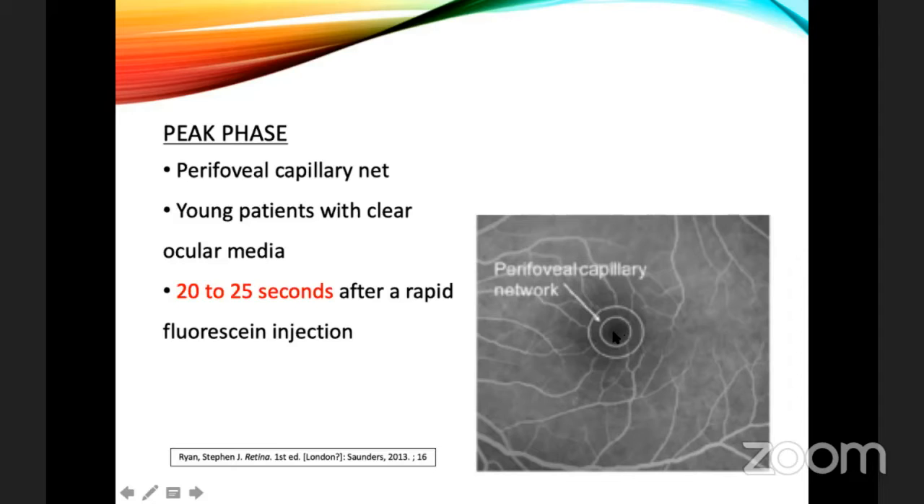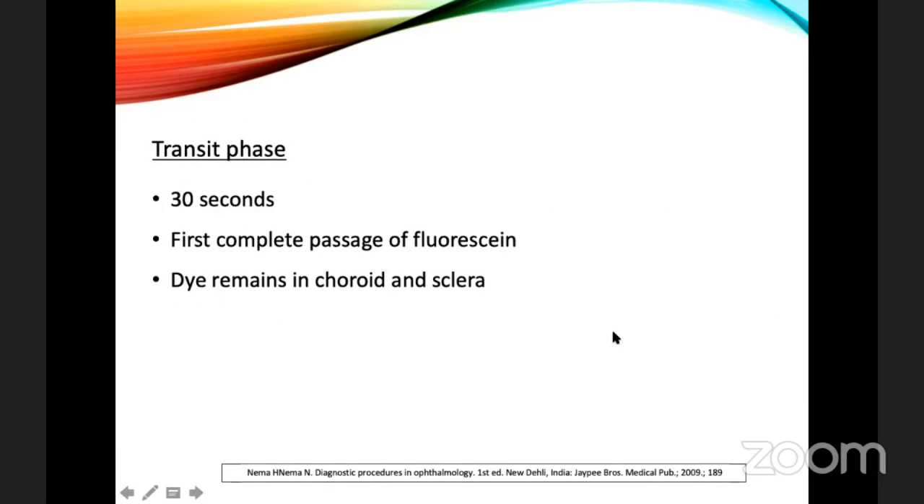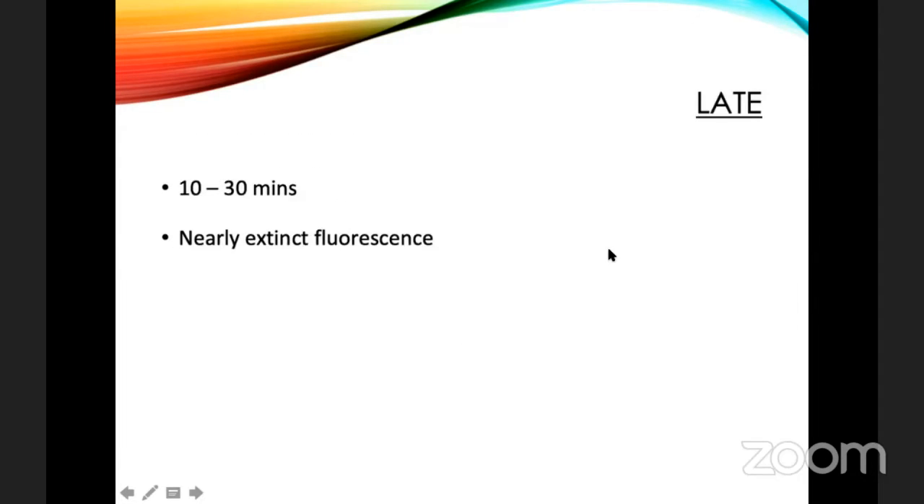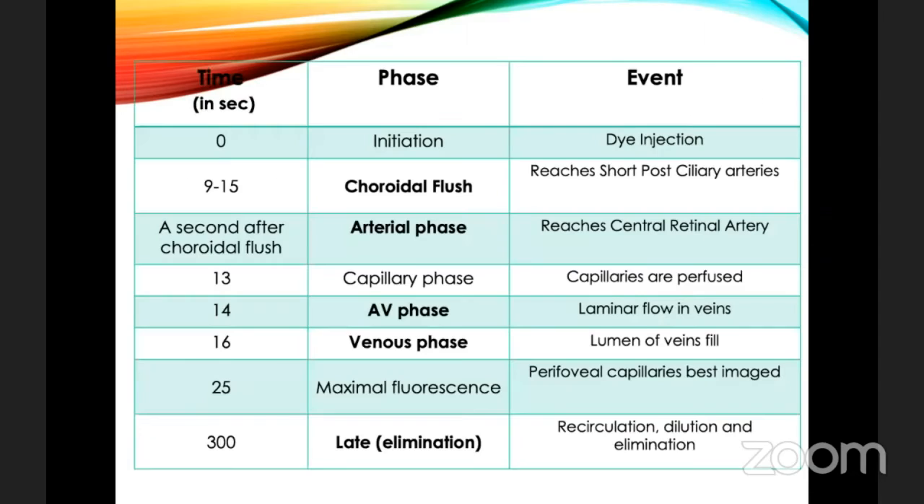we can see the FAZ very well. The transit phase is usually after 30 seconds, and it denotes the first complete passage of the fluorescence. Then the recirculation phase starts, where elimination and dilution of the dye begin to occur, and therefore the fluorescence starts to fade away. The late phase is usually 10 to 30 minutes, and it denotes near extinction of the fluorescence.